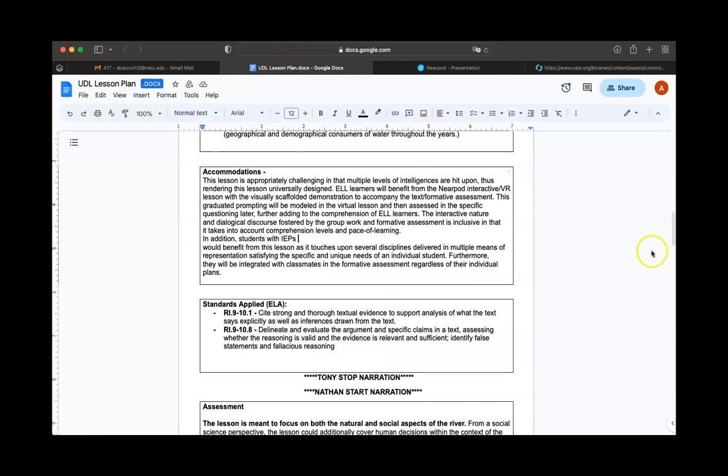But other than that, I'm going to give it over to Nathan now to go over the specific assessments and things like that, and then Lindsay will take the procedures about the actual formative assessment. And thank you.